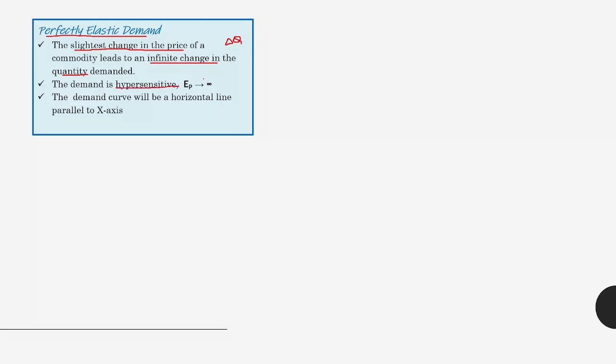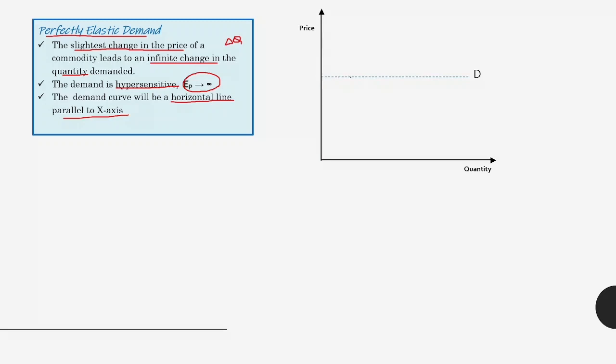So what happens here is that the elasticity of demand is infinite, and when we draw the demand curve, it comes out horizontal. Let's look at this graphically. On the x-axis we have quantity and on the y-axis we have price. So the demand curve is horizontal to the x-axis. Why is it horizontal? Because at the same price, with a slight change, you'll find that the quantity is changing at a greater level. So it is perfect. That's why the graph is a horizontal line parallel to the x-axis.